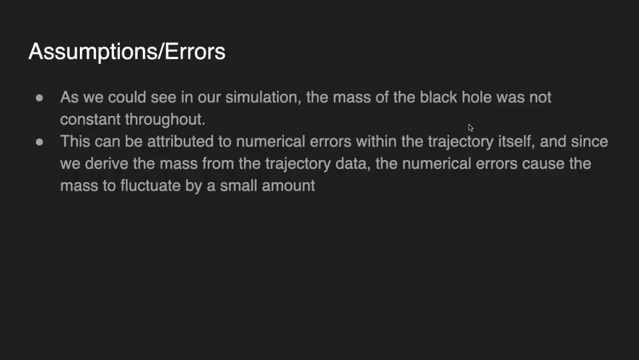As I mentioned earlier, as we could see in our simulation, the mass of the black hole is not constant throughout. This can be attributed to numerical errors within the trajectory itself, and since we derived the mass from the trajectory data, the numerical errors cause the mass to fluctuate by a small amount.